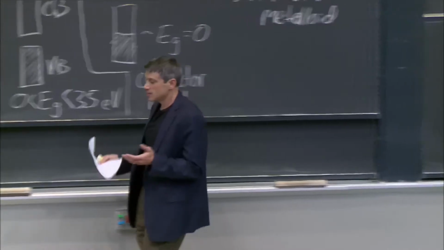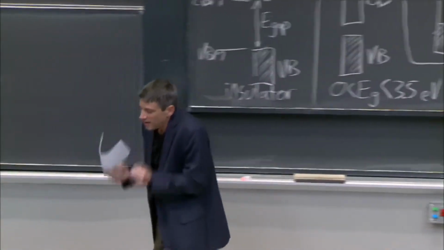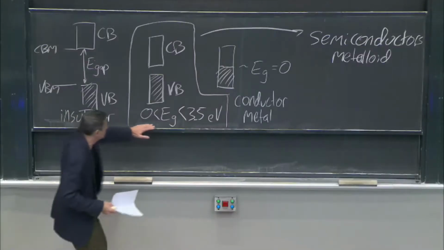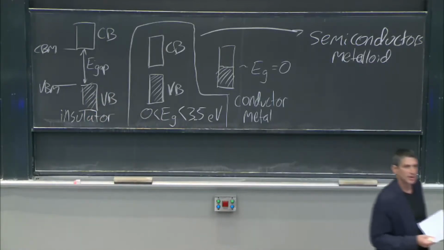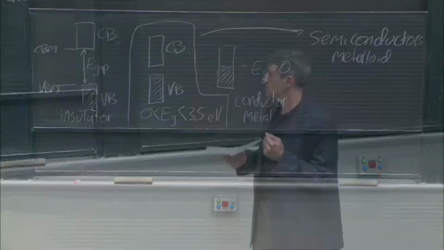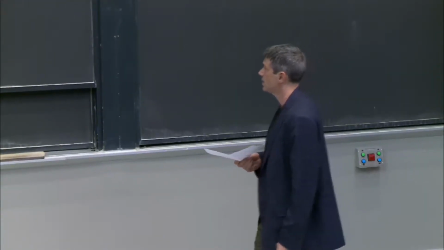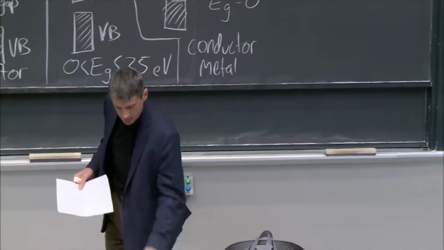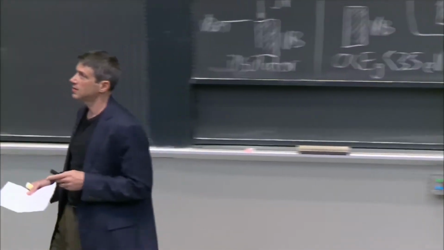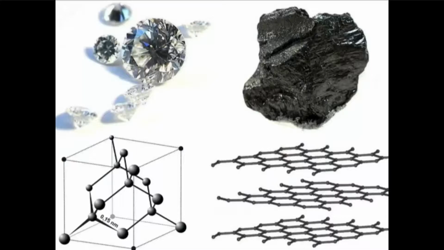Now the reason why we classify these and why this range of gap is so important is what I want to convey to you today. These are really special materials, these semiconductors. Now, before I do that, I want to just clarify one thing, and I'm going to use diamond and graphite as an example.